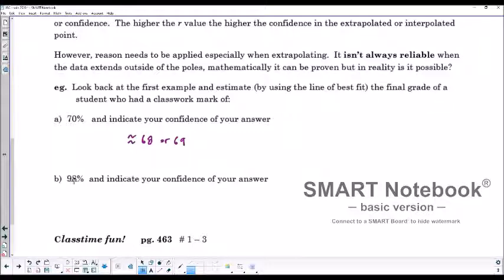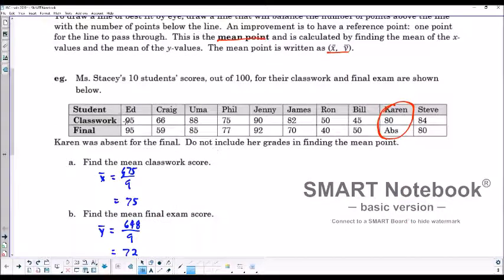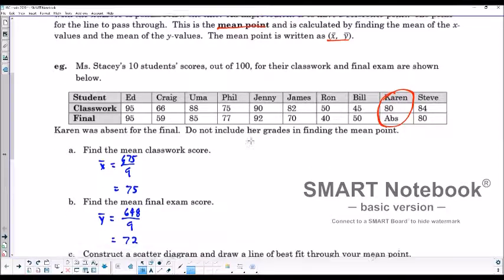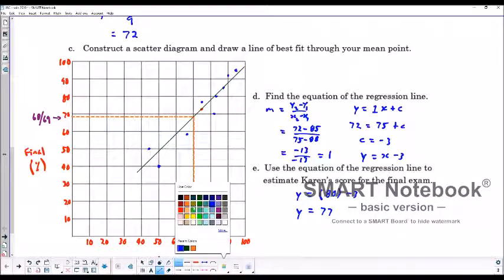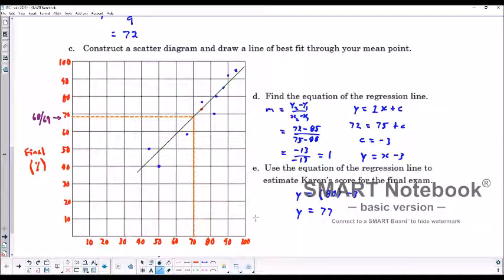Now, let's take a look at somebody who had a classwork mark of 98. And we look here, and nobody here has a class mark of 98. And actually, the highest mark here we see is Ed with 95. So if we go to 98, and here again, we're estimating, and I'll use this purple here. We're going to be estimating at about 98. So we're going to guess where 98 is. So I'm going to guess that's around here. And we hit the line, and then we come across.